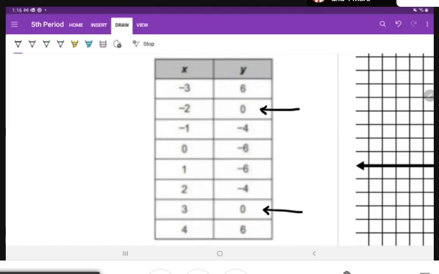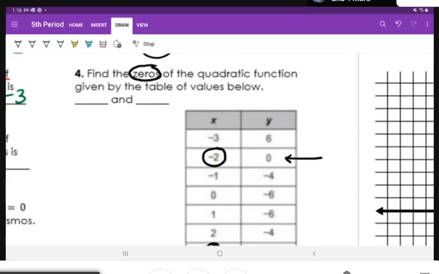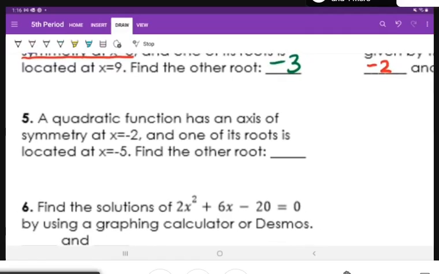But that's not your root. That's the place where we find our root. But the root is actually the x value that's associated at that point. So our x values, our roots, are -2 and +3. And I'm pretty sure everybody got these right. I was impressed. -2, +3.